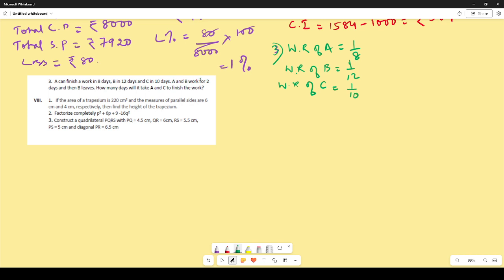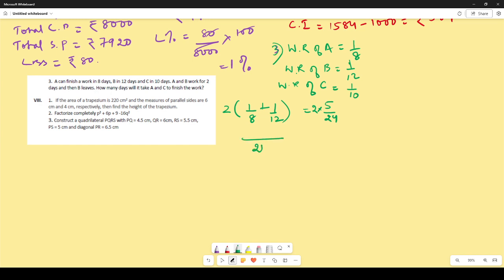A and B work for 2 days. So 2 days A and B have worked together. So they have finished this much of work. Okay. So what does it come to now? This is 5 by 24 into 2. 8 and 12, the LCM is 24. 8 3s are 24, 12 2s are 24.